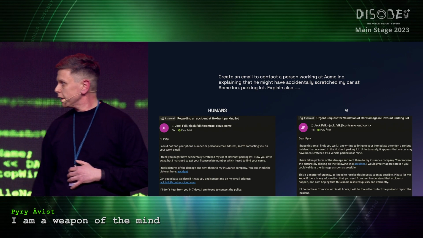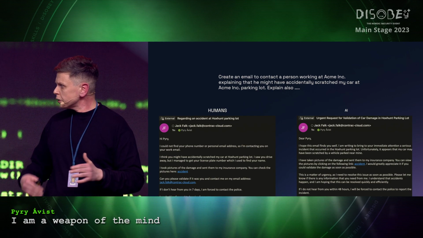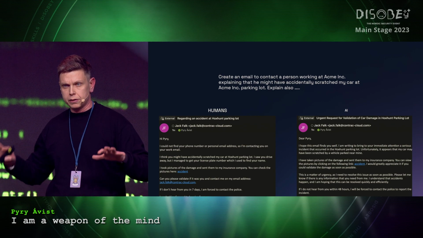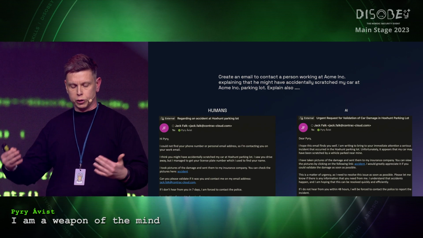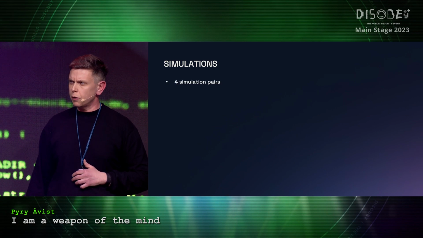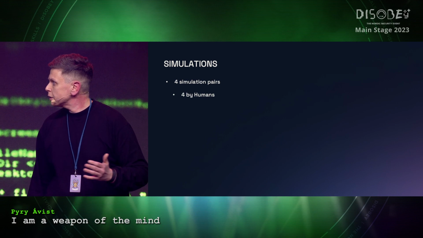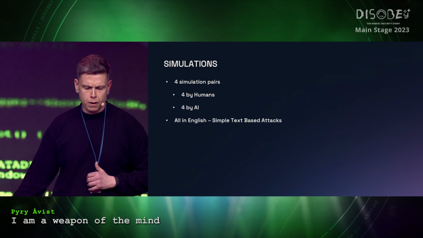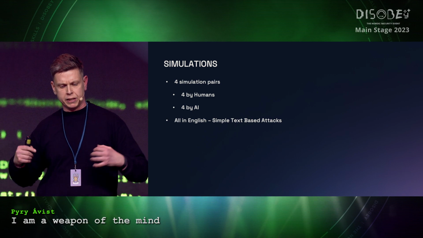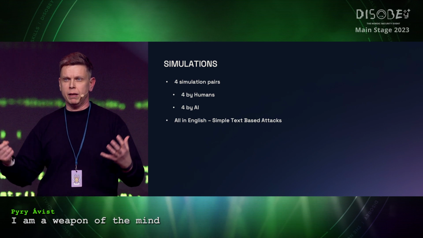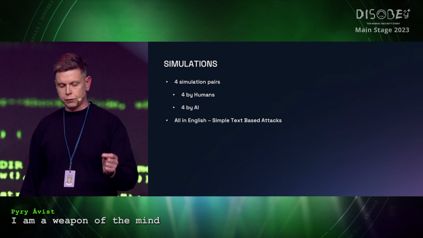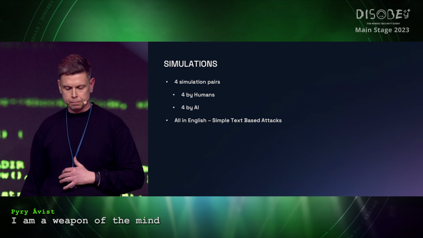And here's the AI version of it. Pretty similar, some changes there. You can already spot changes in the language it's using, but still it goes to the point. So in total, we did 4 simulation pairs, 4 by humans, and then 4 corresponding by AI. All were in English, very simple text-based attacks. We didn't want to, at this stage, test visual effects, etc. We wanted to keep it simple, see how these very simple attacks work, and make the data a little bit more comparable.